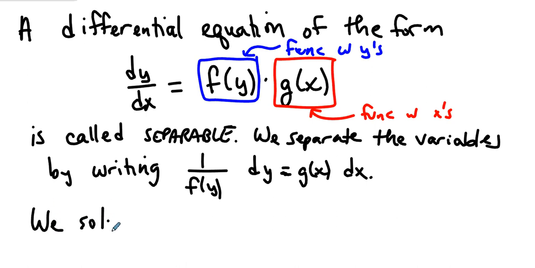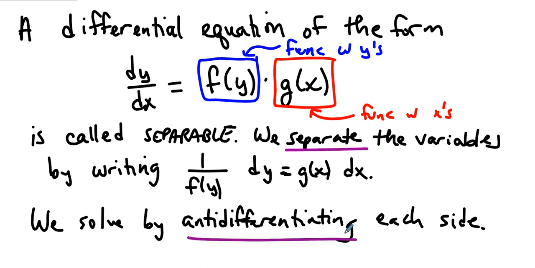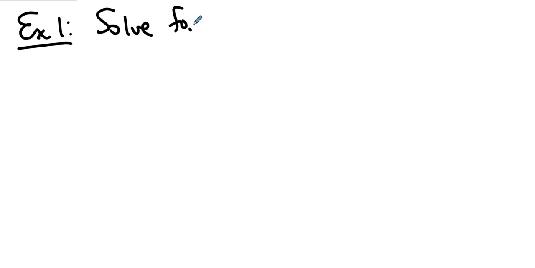And then we solve by anti-differentiating each side. And if you think about it, you got dy on one side, you got dx on the other side, so integrating both sides does the trick. Separate, integrate, rah, rah, rah. It's the chant that will get us through these two examples. We're going to solve for y.